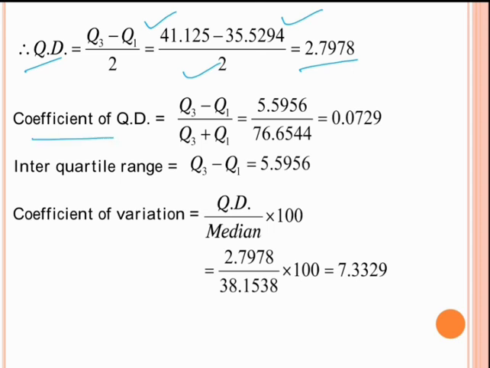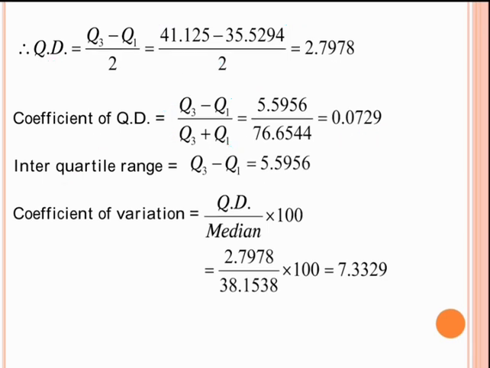Next you will need is coefficient of quartile deviation, that is Q3 minus Q1 on Q3 plus Q1. On calculating this, you get your answer as 0.0729. Now interquartile range is what? Q3 minus Q1, which is very simple. You know, 5.5956.